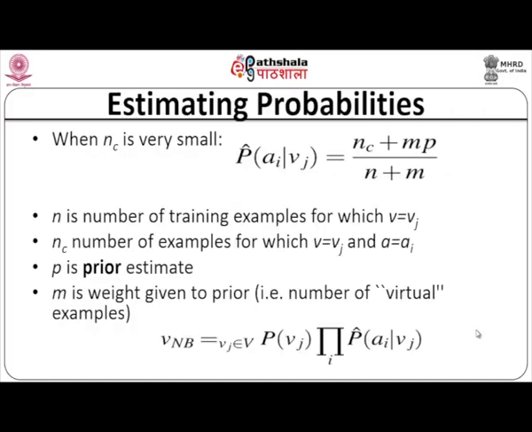So, for that, when NC is small: N is the number of training samples, NC is the number of samples for which V is equal to Vj and A is equal to Ai, P is the prior estimate, and M is a weight given to the prior, the number of virtual samples. In this way, you have modified the calculation of the probability such that you do not get a 0 value for the conditional probability, you get a small value.